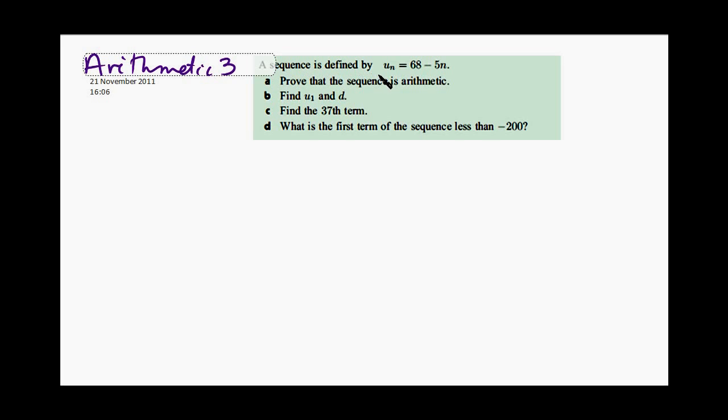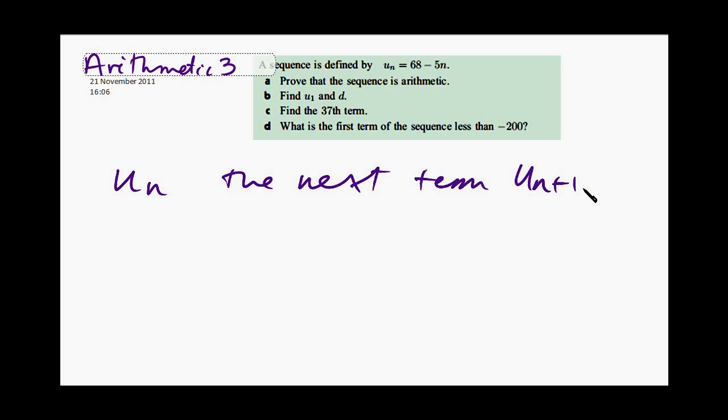Here you have a sequence that's defined by un equals 68 minus 5n. We're going to prove it's arithmetic. So if we have un as one term, the next term is un plus 1. Therefore, if we're going to show it's arithmetic, the next term minus the old term must always be the same value, must give us a constant difference. So let's find out what un plus 1 minus un is.